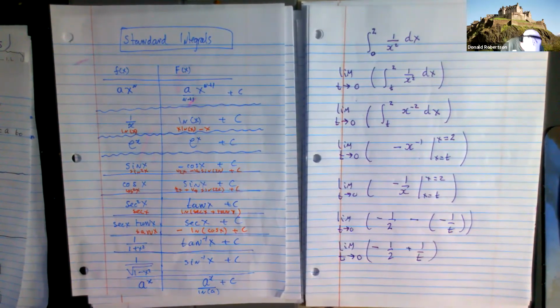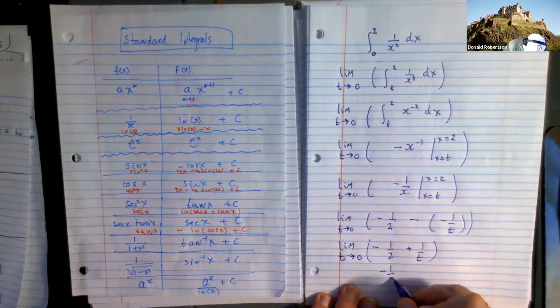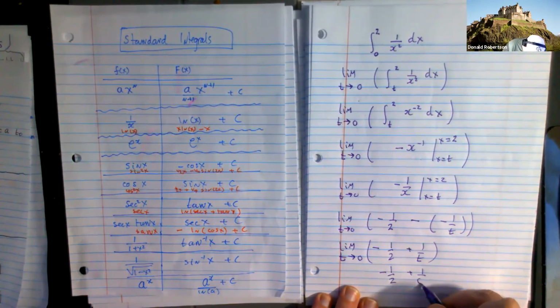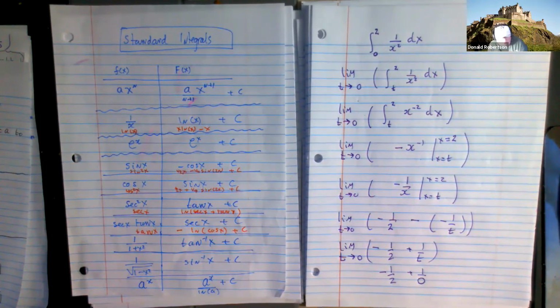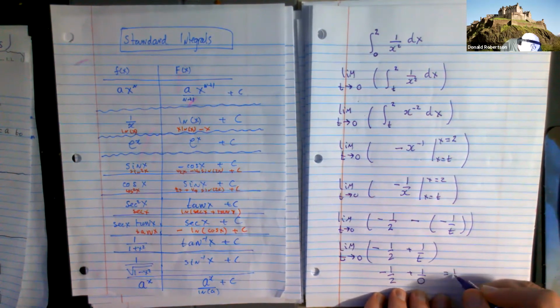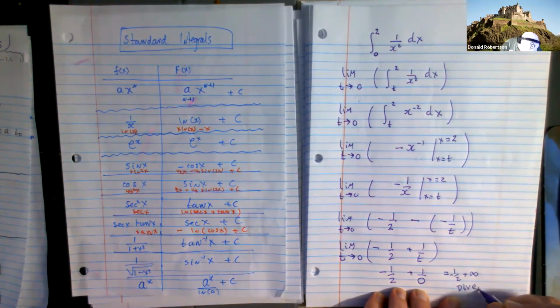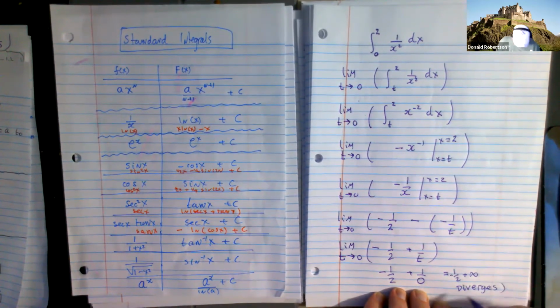Okay, time for brute force now. If you make t become closer and closer to 0, aren't you going to have to find 1 over 0? Now, some people, hopefully you're not one of them, think that 1 over 0 is 0, but it's not. Isn't 1 over a tiny, tiny number infinitely big? So 1 over 0 is in fact infinite. And so the answer is that this particular one diverges.